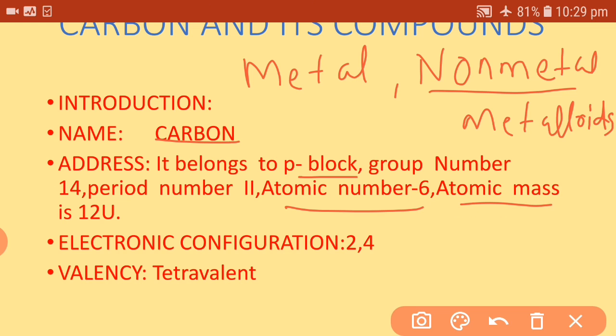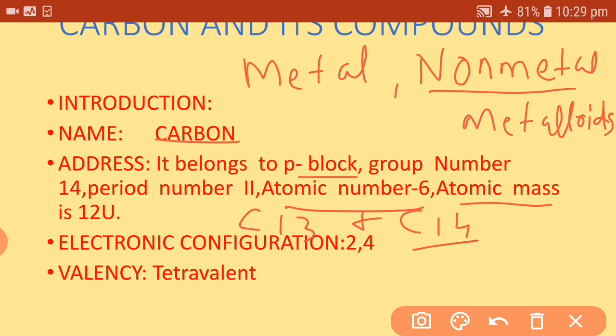And when we talk about this atomic mass, we have to know about isotopes. Isotopes are defined as atoms with the same atomic number but differing in mass number. Here, the most common isotope of carbon is carbon-12, and the other isotopes are carbon-13 and carbon-14. This carbon-14 is used for the determination of the age of fossils.